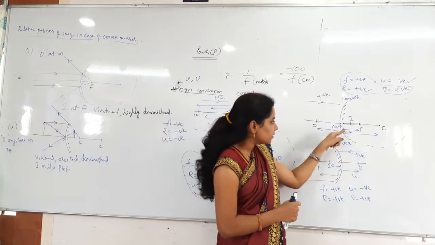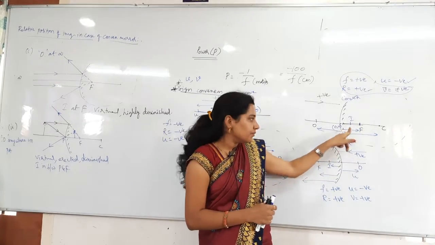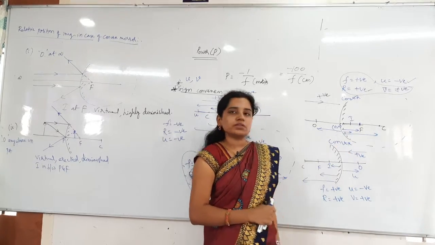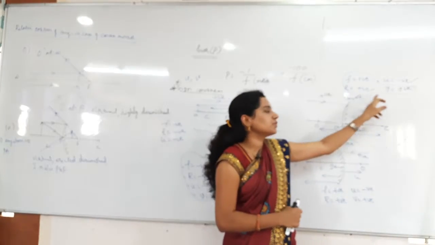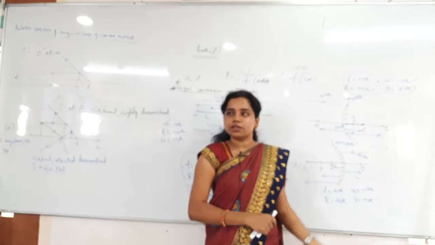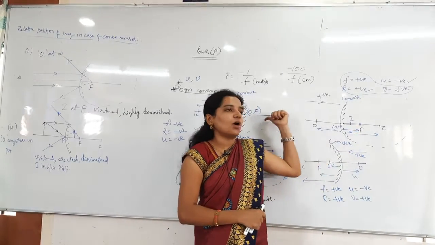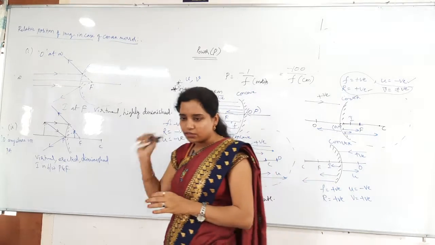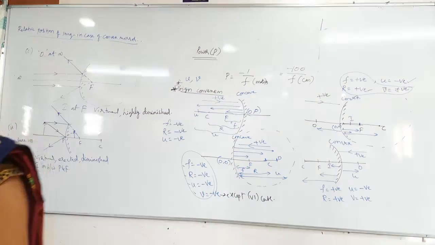We measure the focus in the same direction, the center in the same direction, and the image also in the same direction. So everything is positive except the object. In which direction do we measure the object? The opposite direction, so only that will be negative. Clear? Draw all the diagrams and write everything.